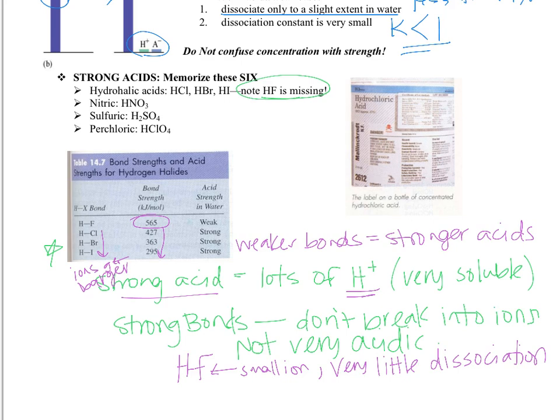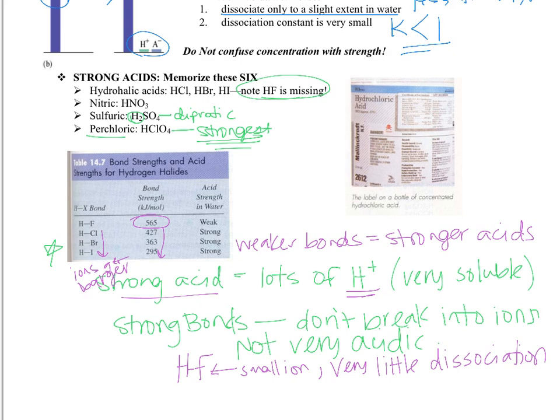You've also got nitric acid up here as a strong acid. You've got sulfuric. We haven't really talked about it yet, but notice sulfuric has 2 hydrogens there. That's called diprotic. We're going to talk about that more coming up later. And then you've got perchloric, which is HClO4. This is actually one of the strongest acids there is. So if you had to pick the strongest one, that's it.